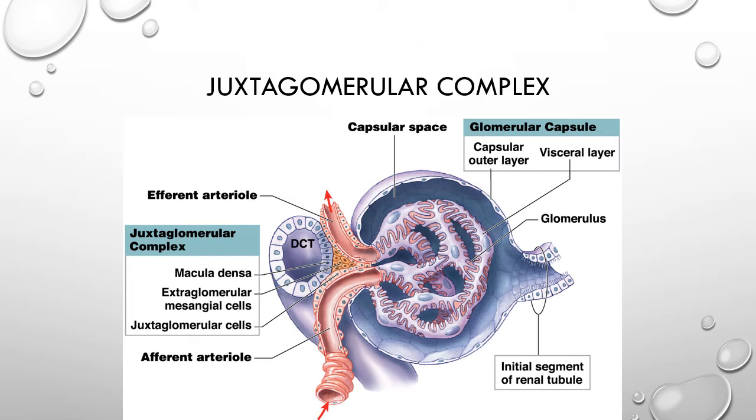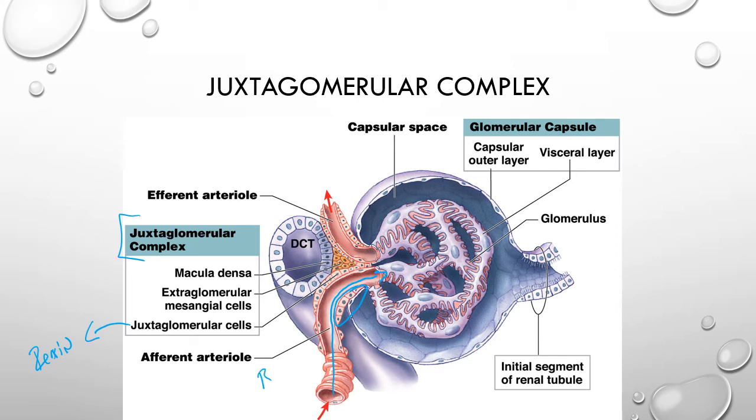Monitoring all of this, and kind of looking at it once again, is the juxtaglomerular complex. That juxtaglomerular complex has within it the juxtaglomerular cells. Those are going to be the source of our renin. Renin is going to be released by them when the afferent blood flow is coming into the capillaries of our glomerulus. Those juxtaglomerular cells are monitoring that pressure.